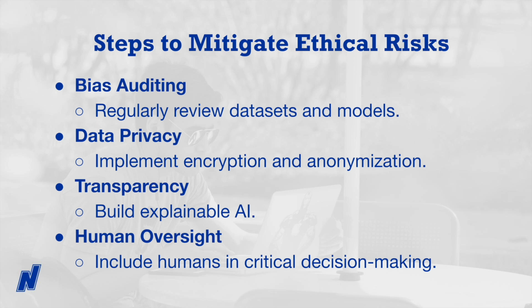Data privacy must also be a priority. Measures such as encryption, anonymization, and strict access controls protect sensitive information. Additionally, fostering transparency is critical for building trust. Explainable AI tools like LIME and SHAP help users and developers understand how a system arrives at specific decisions.